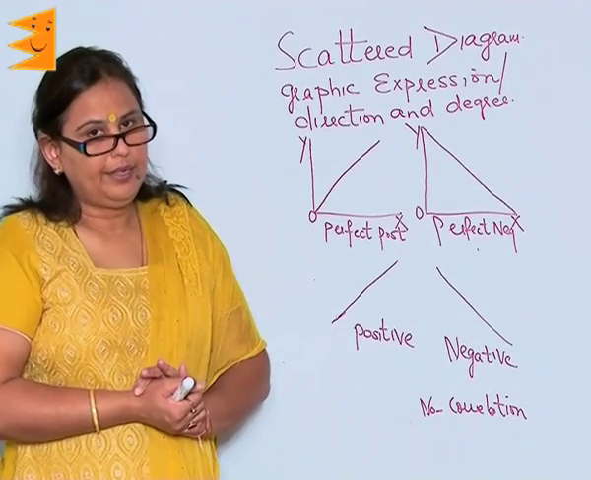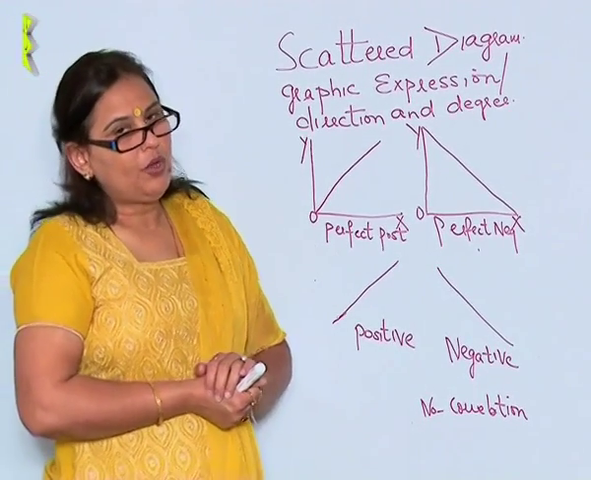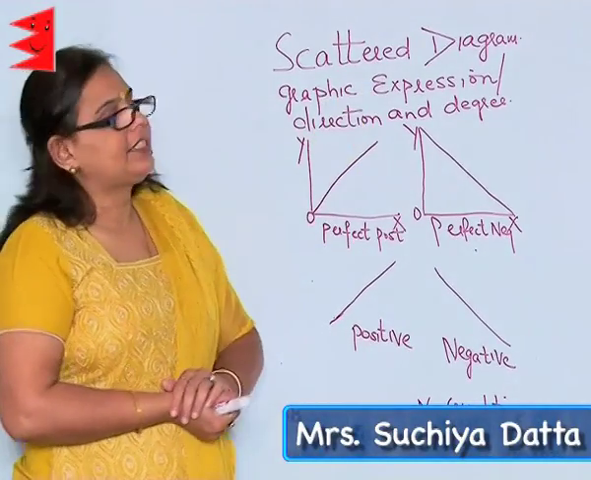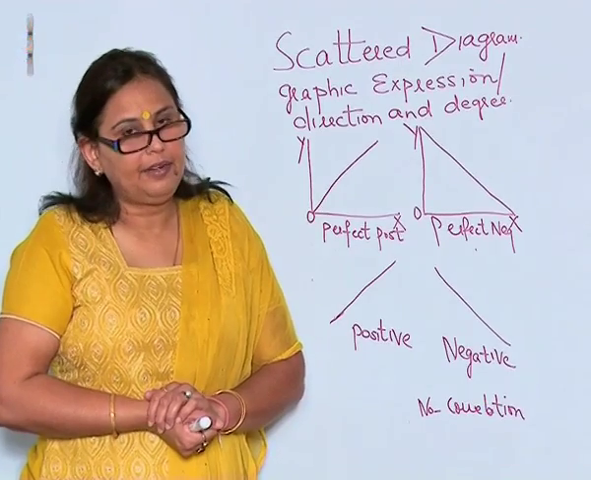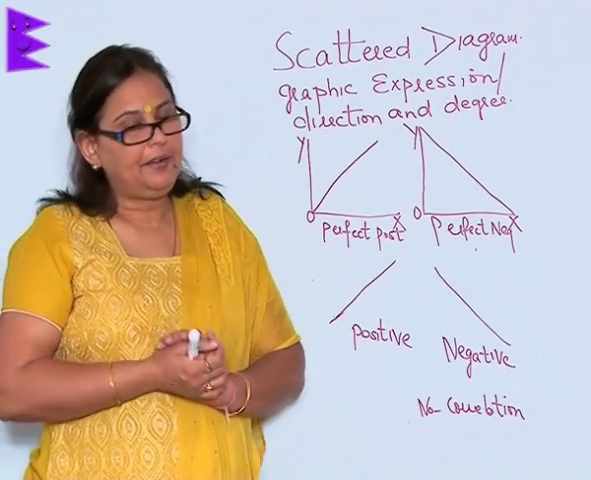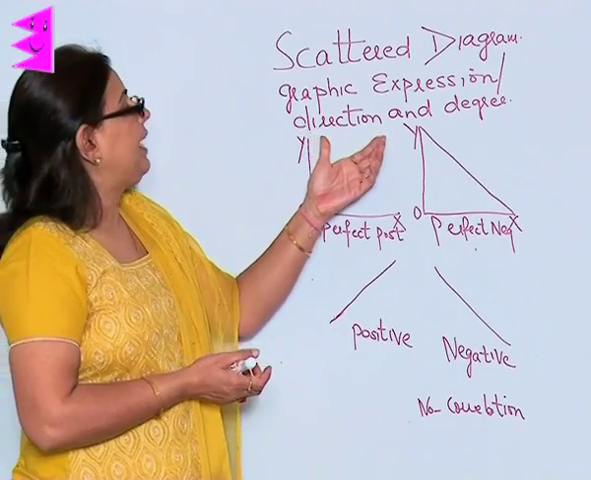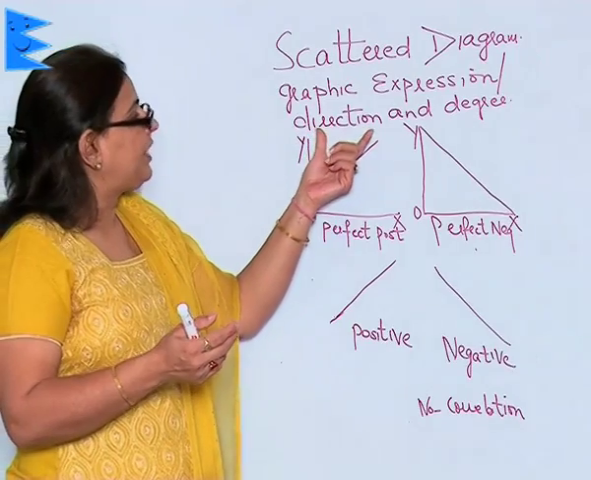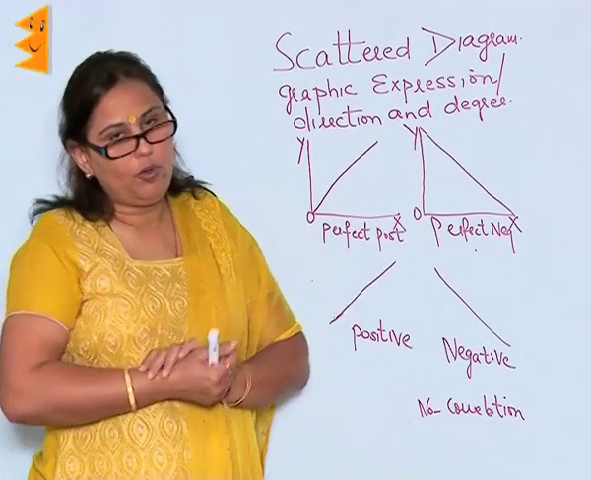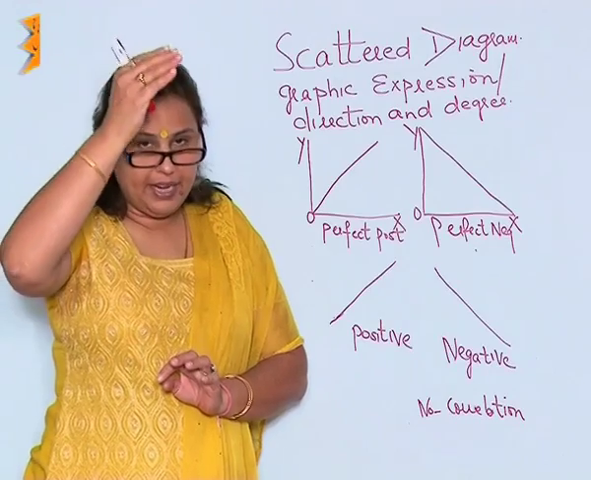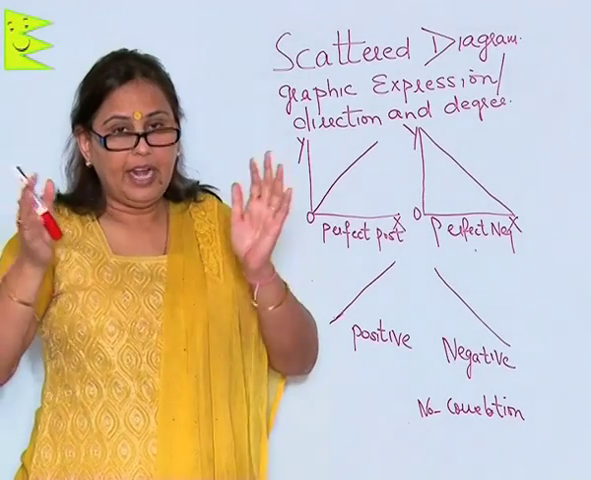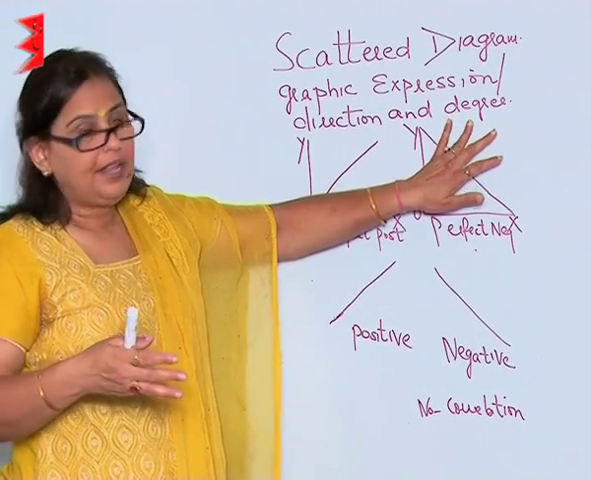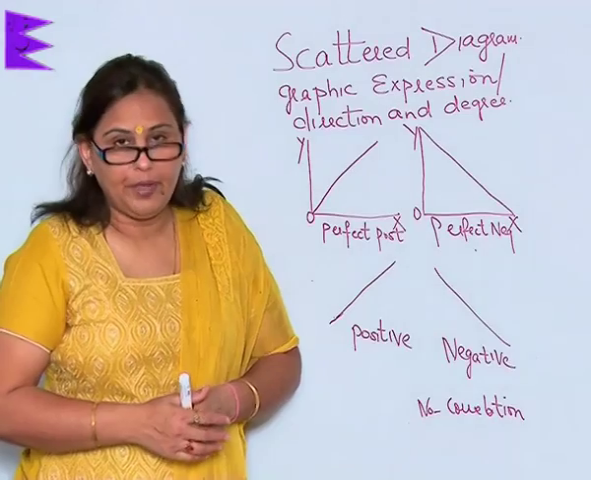As I told you earlier, there are three methods of studying correlation in this particular chapter, and the first of its kind is called the scattered diagram. In the scattered diagram, we present a graphic expression which tells us about the direction and the degree of correlation. It is by the graphics drawn that we know exactly how much and to what extent is the correlation between the variables.